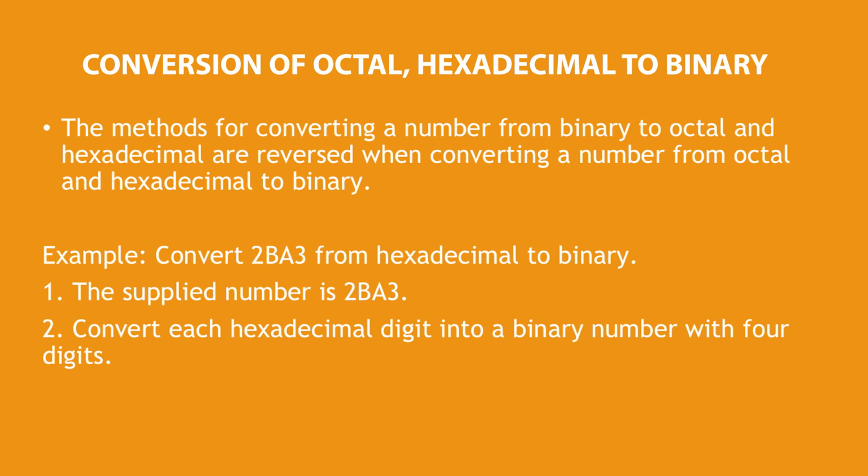So first step first, the supplied number is 2BA3, okay? Then convert each hexadecimal digit into a binary number with 4 digits.